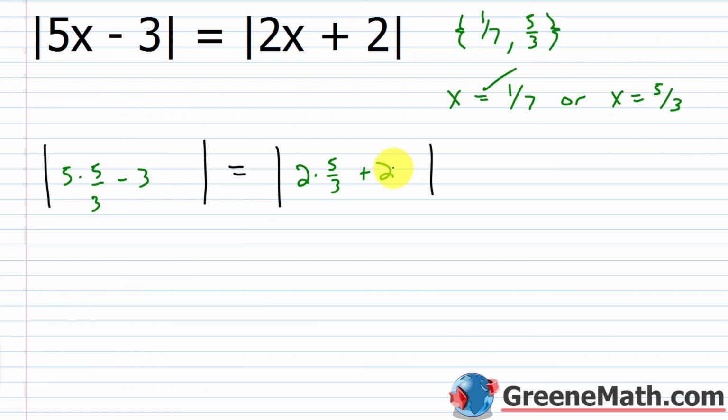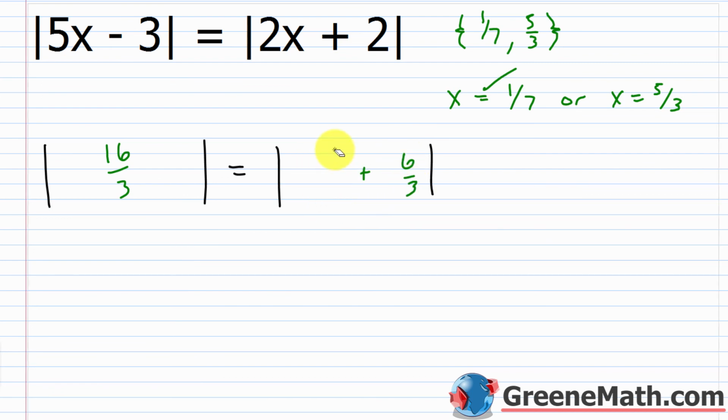So of course, 5 times 5/3, 5 times 5 is 25, so this would be 25/3. So to get a common denominator, multiply this by 3 over 3, you would end up with 9/3. So 25 minus 9 is 16, so this would be 16/3. Over here, 2 times 5 is 10. You'd have 10/3. And over here, to get a common denominator, multiply this by 3 over 3. 2 times 3 is 6, you'd have 6/3. And if you add 10 plus 6, you get 16.